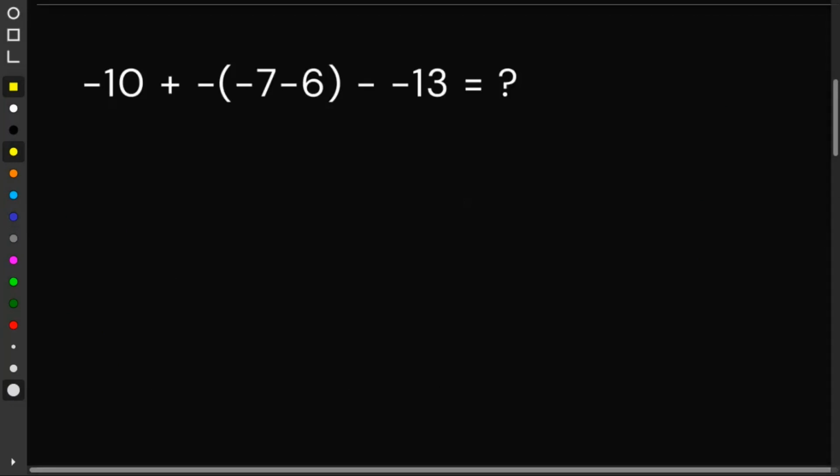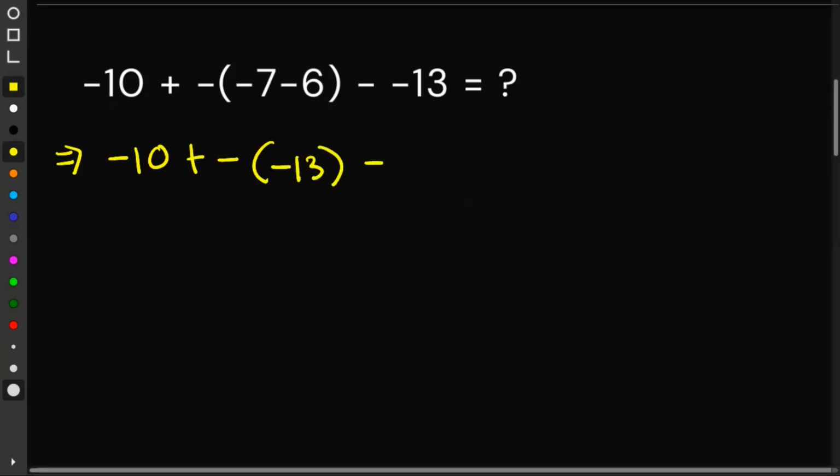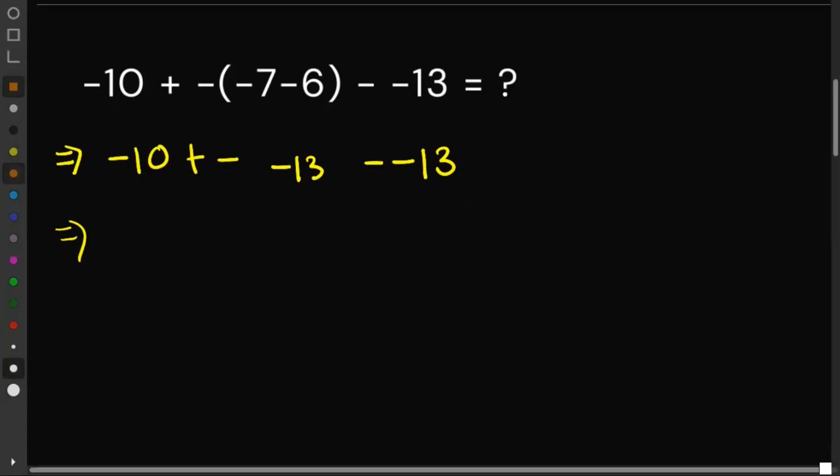We start off with this example. First, since this one is the parenthesis, we start out there. So we've got negative 10 plus negative 13, which would give us minus negative 13. Now, for this one, note that since we are done with the parenthesis operation, we can actually remove the parenthesis already. So we then proceed with the exponents operation.